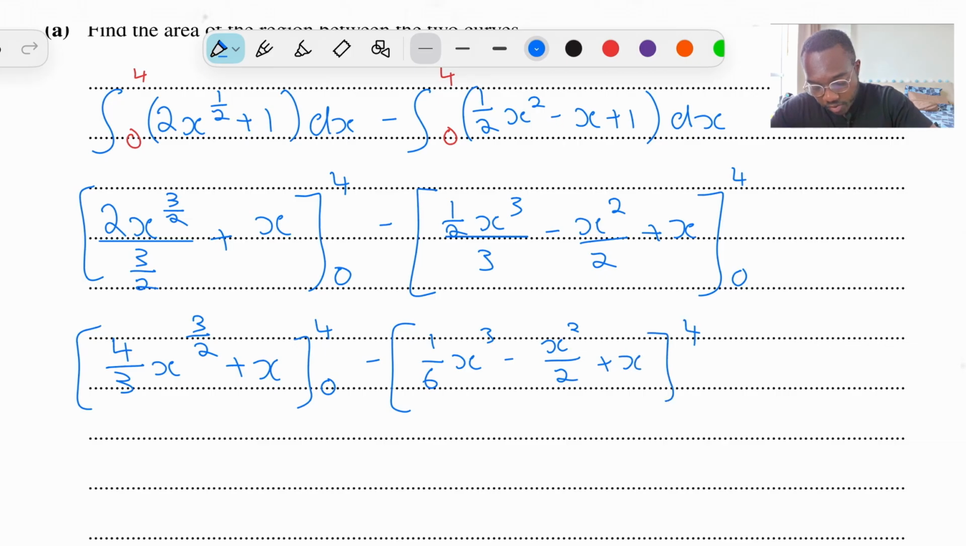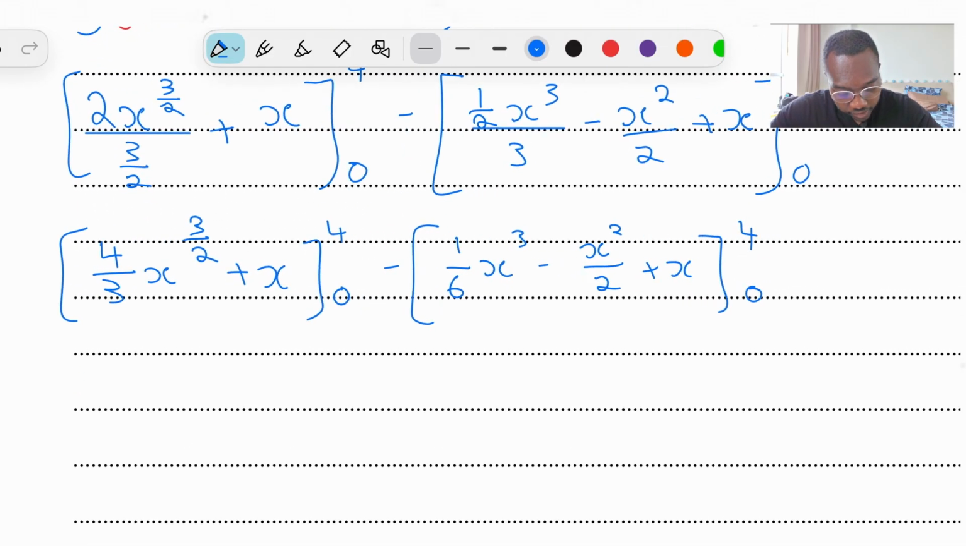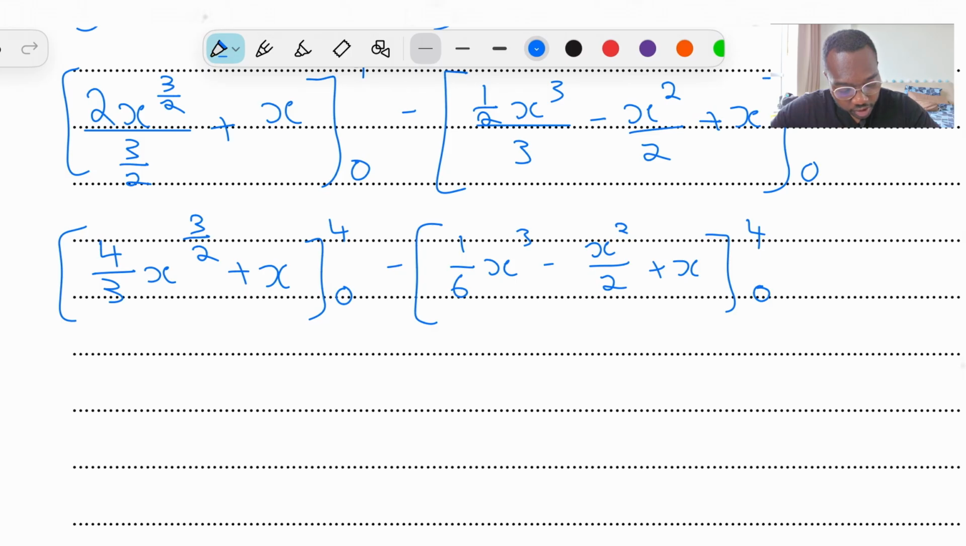and that is equal to, well, that has limits of 4 and 0. And now we can start putting in our values, okay? So let's put in our values of 4. So if we start on this left side here, we get 4 over 3 times 4 to the power of 3 over 2.